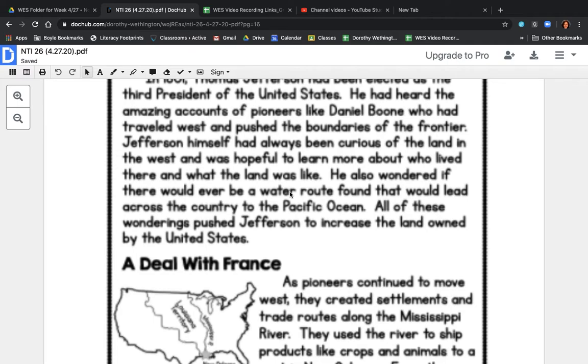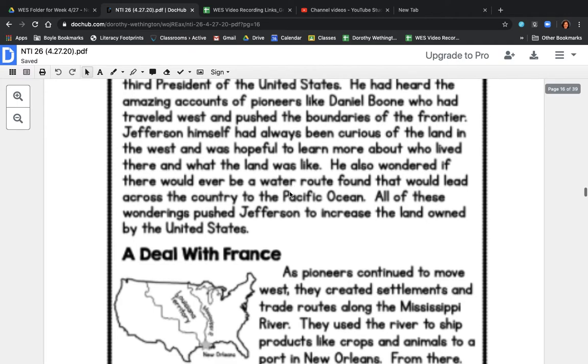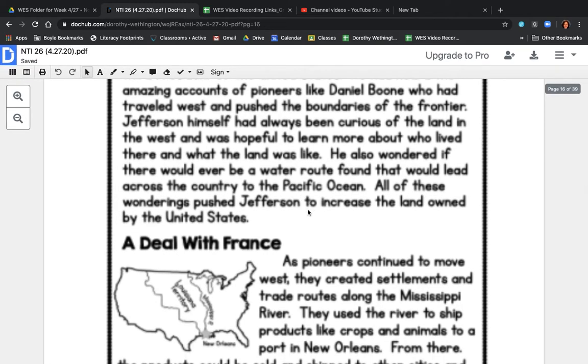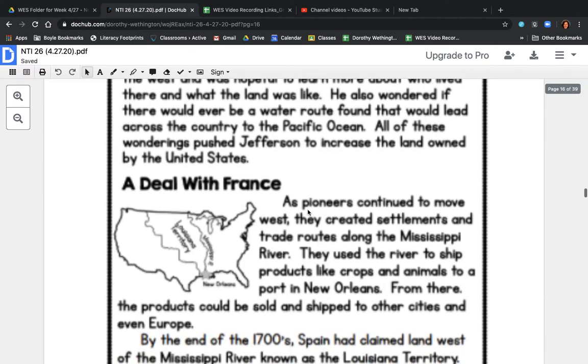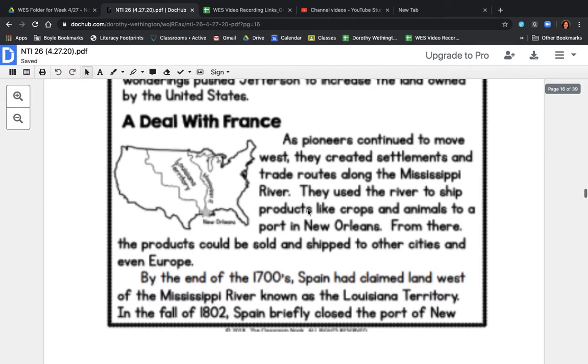He also wondered if there would ever be a water route found that would lead across the country to the Pacific Ocean. All of these wonderings pushed Jefferson to increase the land owned by the United States. A deal with France. As pioneers continued to move west, they created settlements and trade routes along the Mississippi River. They used the river to ship products like crops and animals to a port in New Orleans. From there, the products could be sold and shipped to other cities and even Europe.